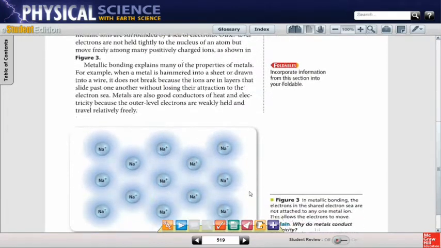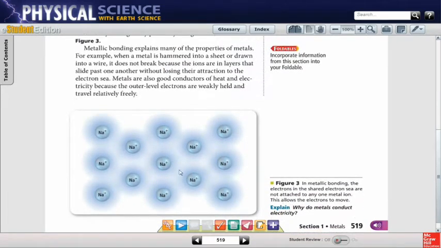I think I saw a picture. Oh, there's a picture of sodium atoms. It looks like it's all sodium atoms, nothing else. So this must be a sodium element because there's nothing else mixed up with it. And it says here, figure 3, in metallic bonding, the electrons in the shared electron sea are not attached to any one metal ion. This allows the electrons to move.